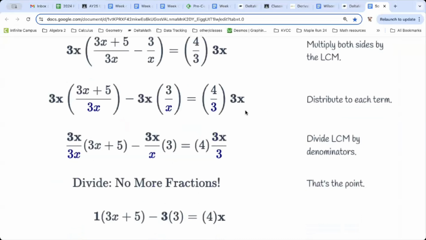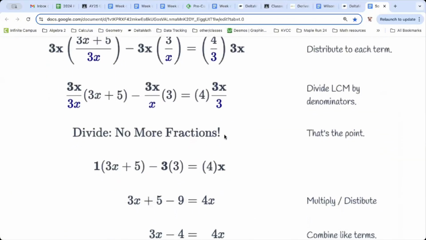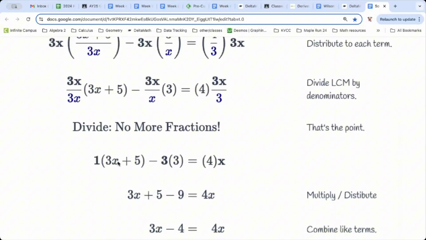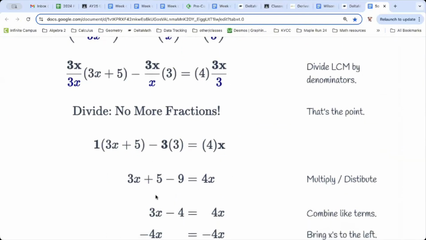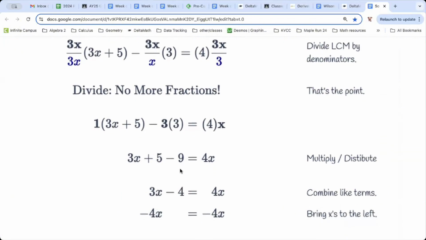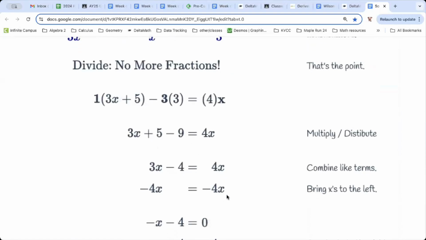Okay. And here, 4 times 3x divided by 3. And if you did that, the first term just turned into 3x plus 5. Here the x's cancel, turn into negative 3 times 3. Here the 3's cancel. You'll have 4x. And you actually have wound up with a very straightforward linear equation to work on. So combine like terms, pick out the lower hanging fruits first. So you have 3x minus 4 equal to 4x.